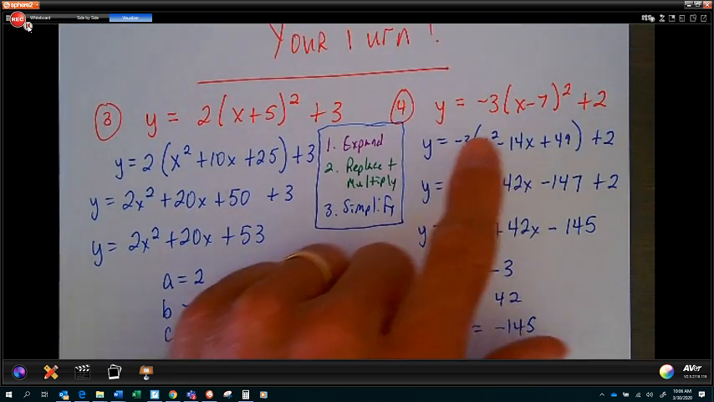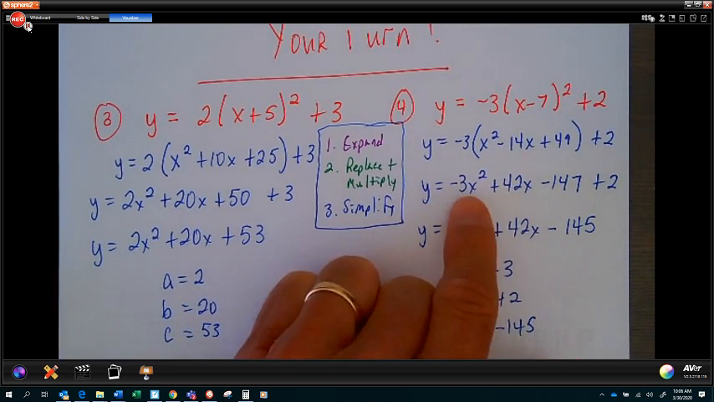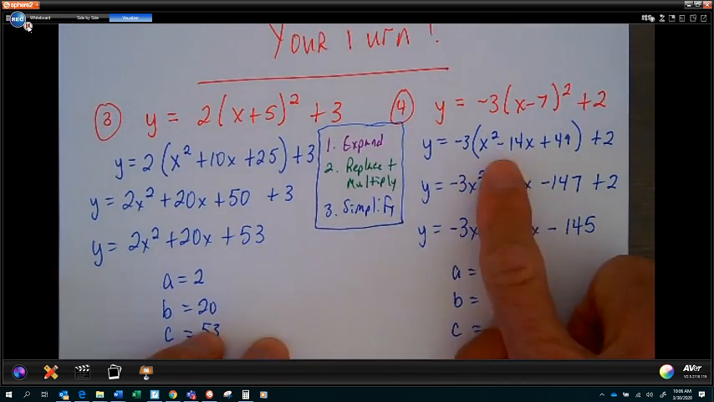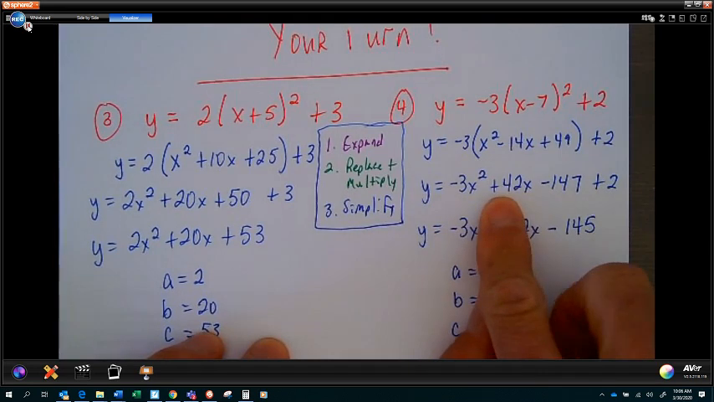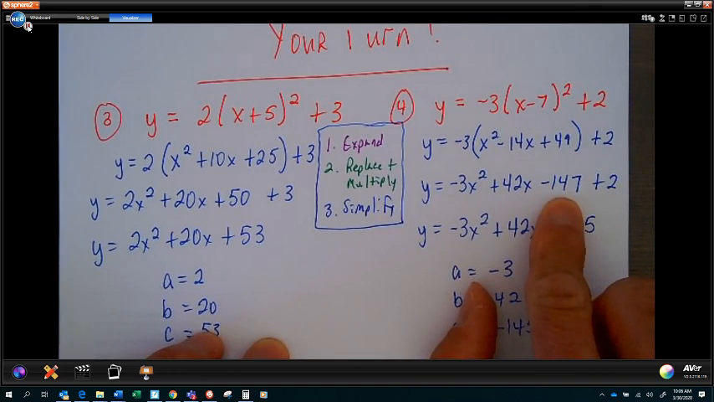Step 1, expanding the x minus 7 squared gives you this result, x squared minus 14x plus 49. Then you distribute the negative 3. Negative 3 times x squared, negative 3 times a negative 14, which is a positive 42, negative 3 times a positive 49, which is a negative 147.